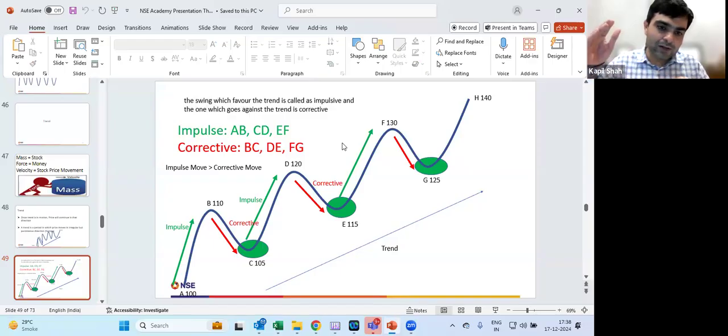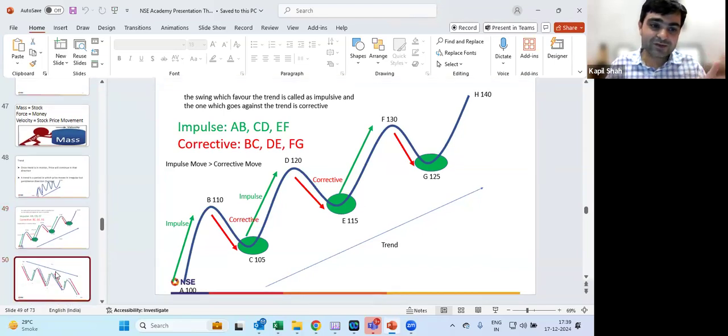You will not call every up move an impulse and every downward move a corrective. You need to look at the broader trend. If the move is supporting the broader trend, it is an impulse. If the move is going against the broader trend, that is a corrective, right? This is the trend part that we are normally looking at.